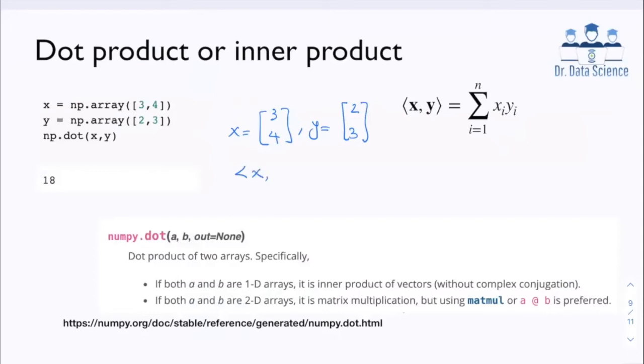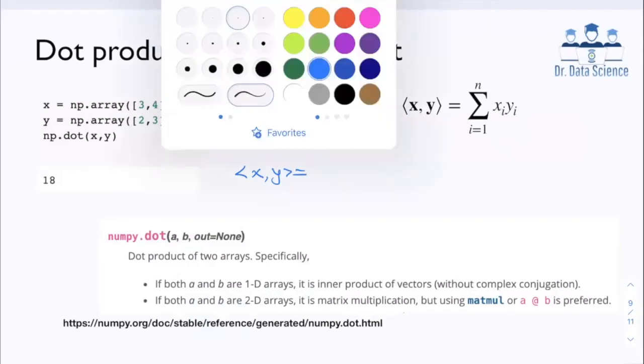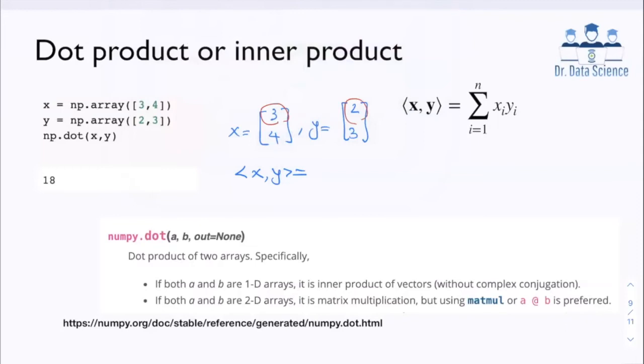And now we can find the inner product or dot product, which we use this notation. And one thing that is important to remember is that the inner product or dot product of two arrays is always a scalar, a single number. And the way that you compute it is very easy. You just multiply elements in the same location, and then you add them together. So here we get 3 times 2 plus 4 times 3, which would be 6 plus 12, which gives us 18.